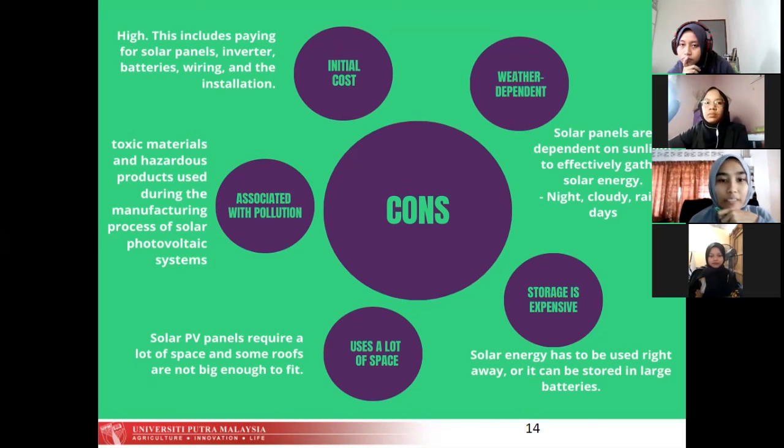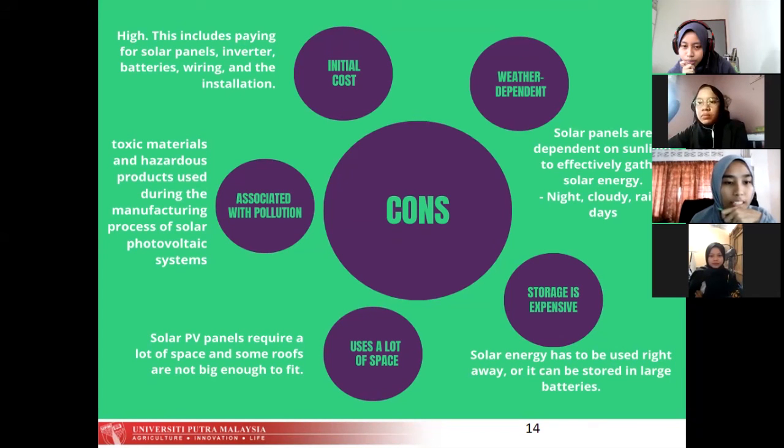The third point is that solar energy storage is expensive. Solar energy has to be used right away, or it can be stored in a large battery. These batteries are used in off-the-grid solar systems, where we can charge during the day so that we can use it at night.